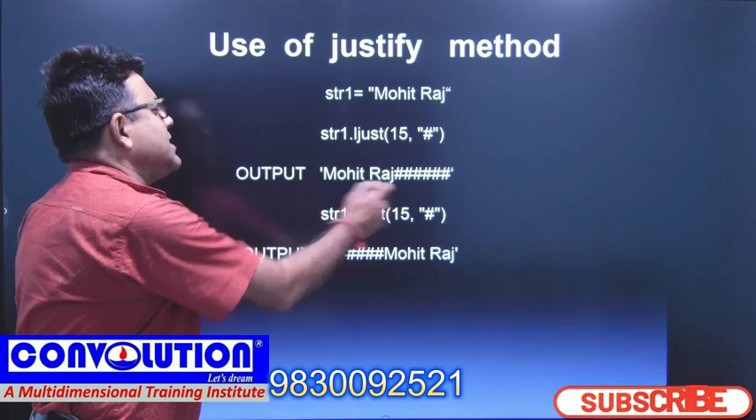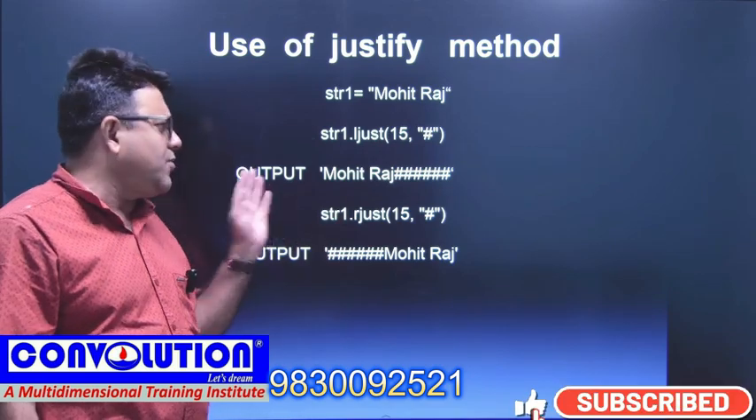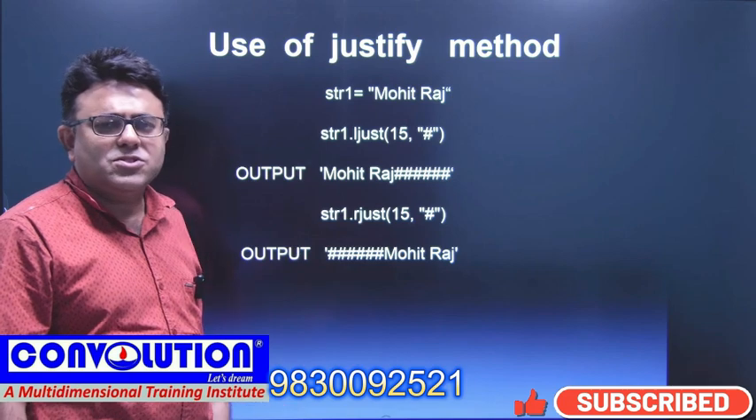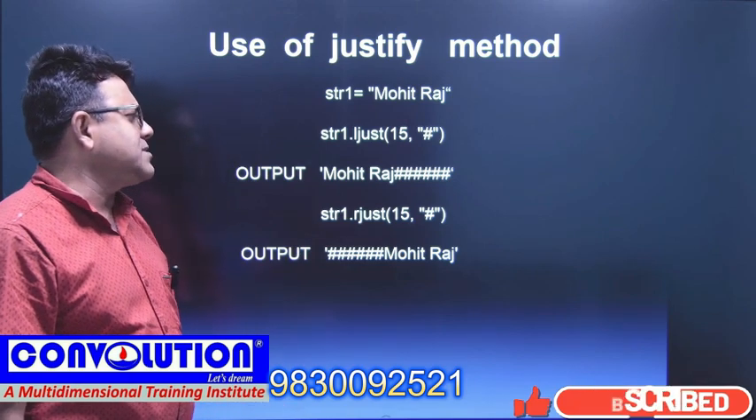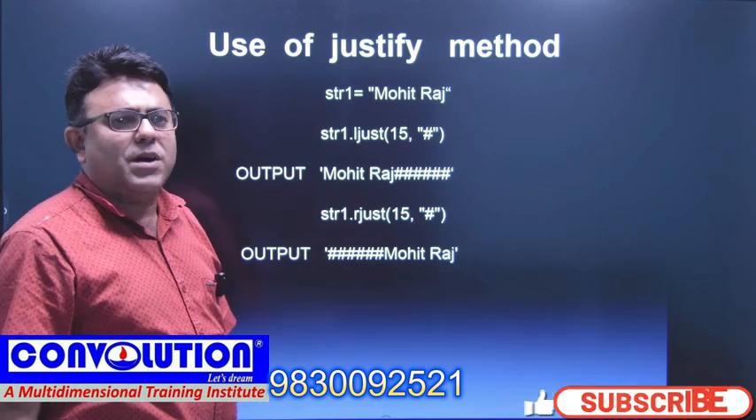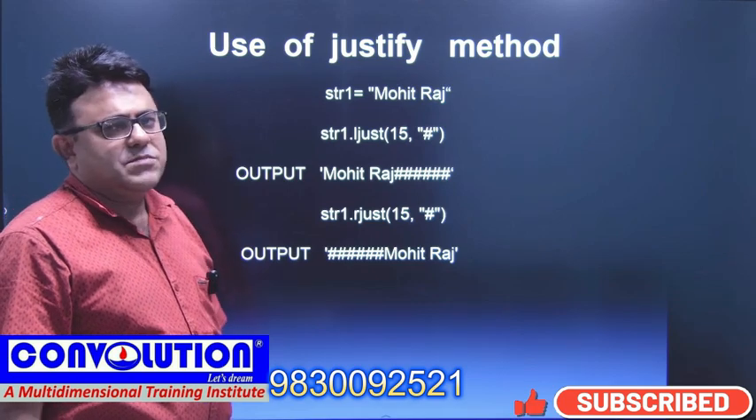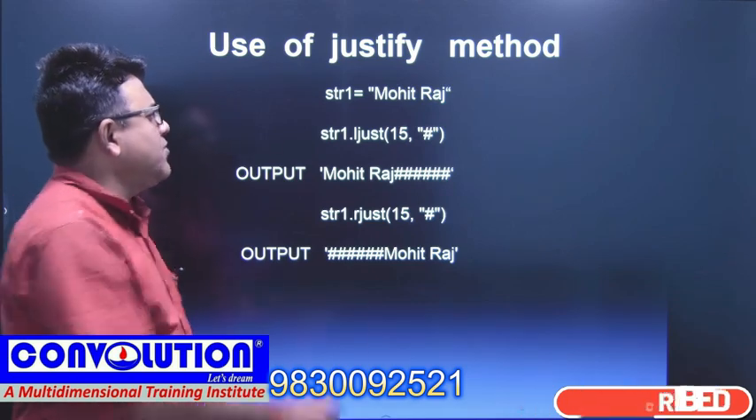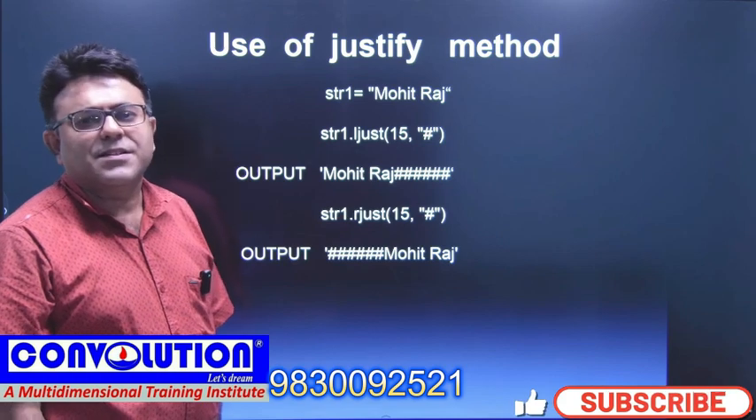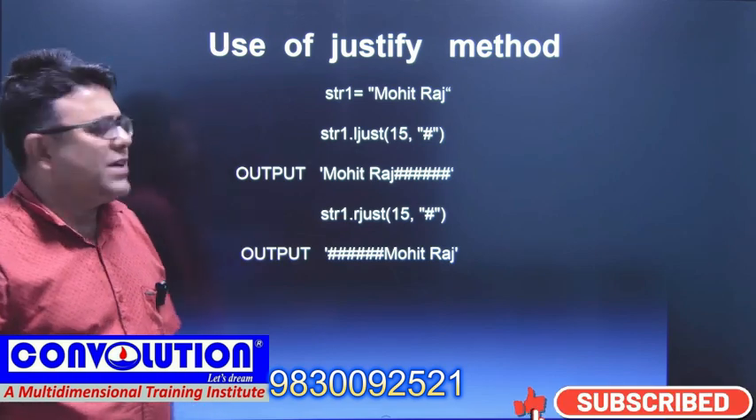So my output is like this. On the left hand side, first of all I am going to display Mohit space Raj. Then after Mohit space Raj, the rest of the blocks are going to be filled up with the help of this particular hash sign. So this is the significance of ljust.